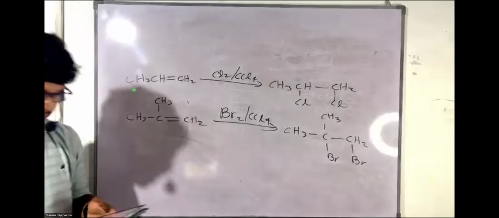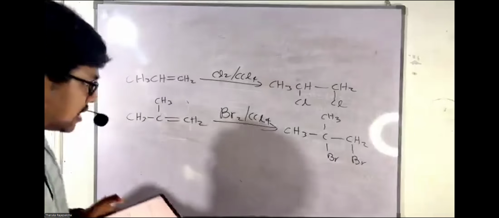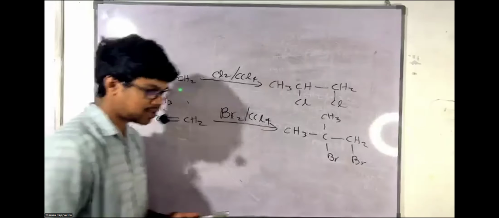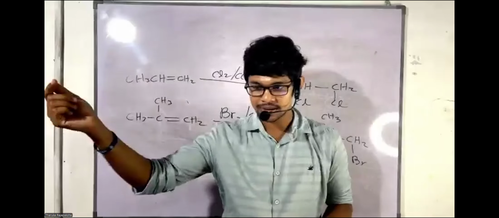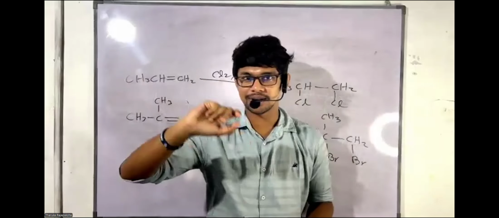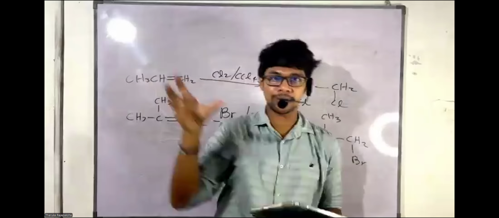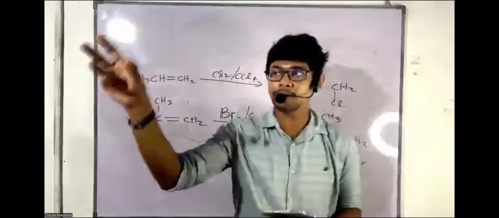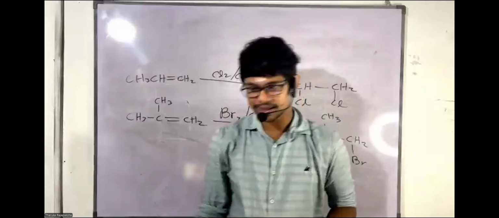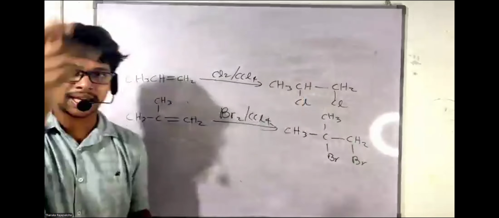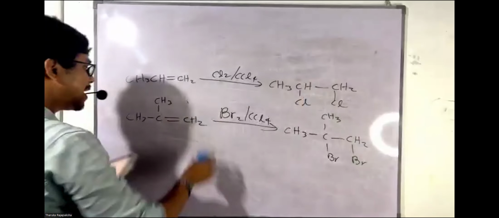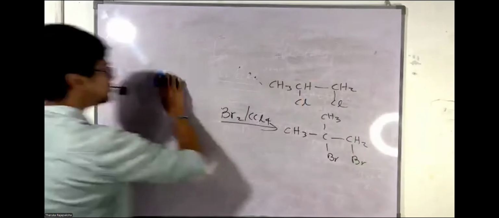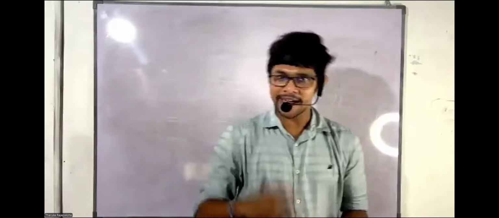Then the next one is hydrohalogenation. Now we learned hydrogenation, we learned halogenation. What is hydrohalogenation? It's like hydrogen and chlorine you add together. So you add HCl. You're adding HCl. Hydrogen and bromine together, HBr. Hydrogen and iodine, HI, right? So these are called hydrohalogenation. This happens according to something called the Markovnikov rule.